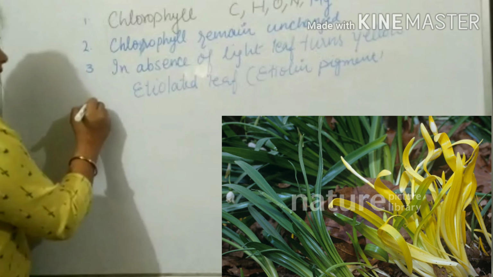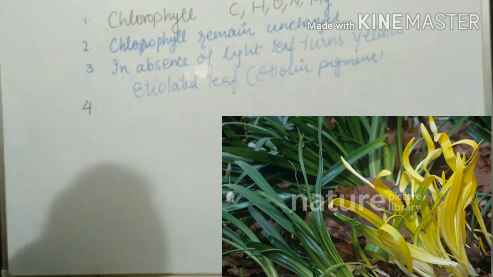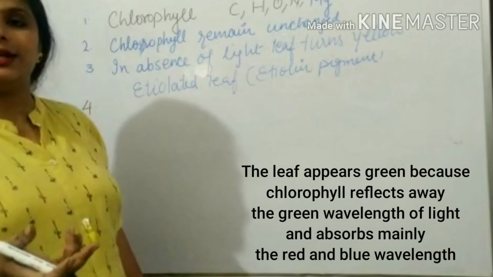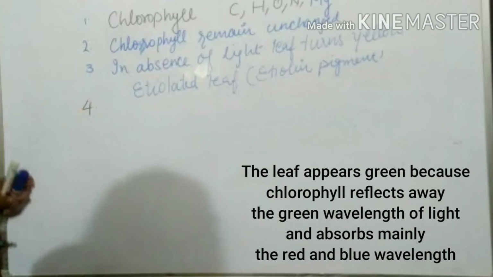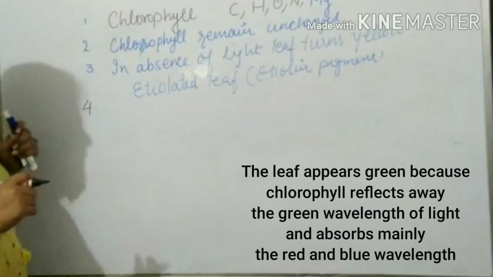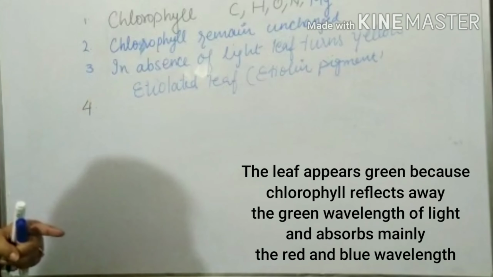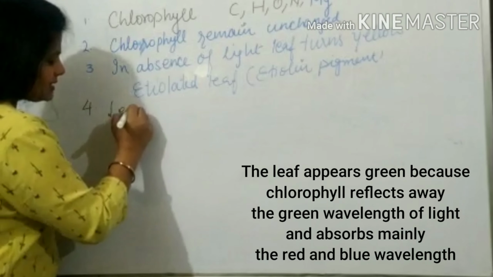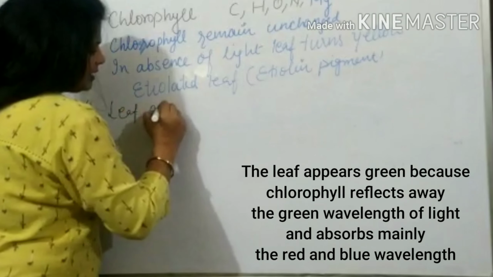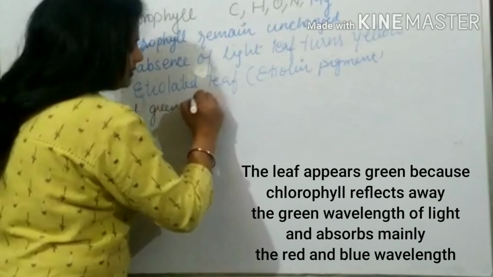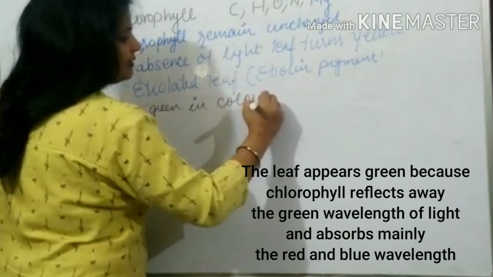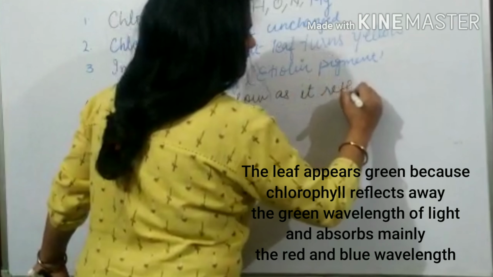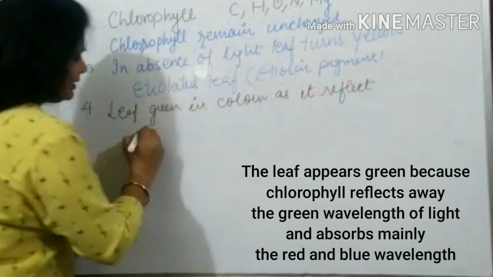Now, another important question on chlorophyll is why does the leaf seem green in color? The leaf seems green not because of the presence of chlorophyll, but because it reflects green light.